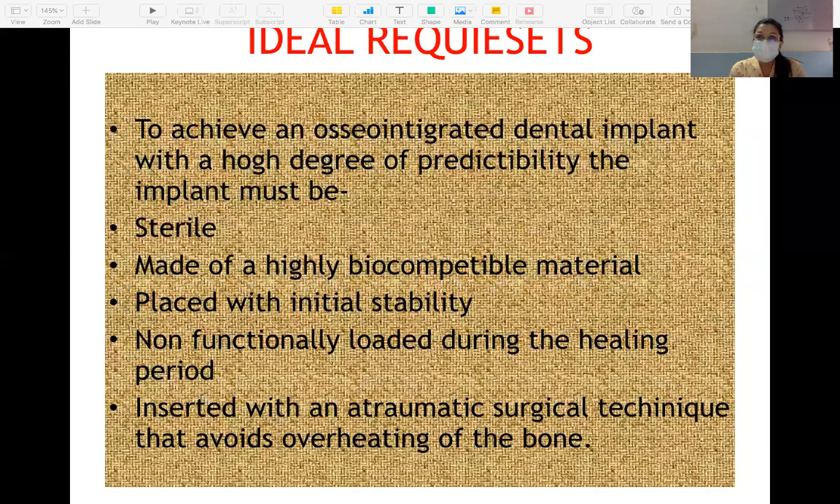If we talk of the requisites of the implant, we have to achieve osseointegration in dental implants, and that is very important. It should be a sterile, biocompatible material. It should have initial stability, very, very important. Non-functional load during the healing period, and it should be inserted into an atraumatic surgical site and by an atraumatic surgical technique as well.